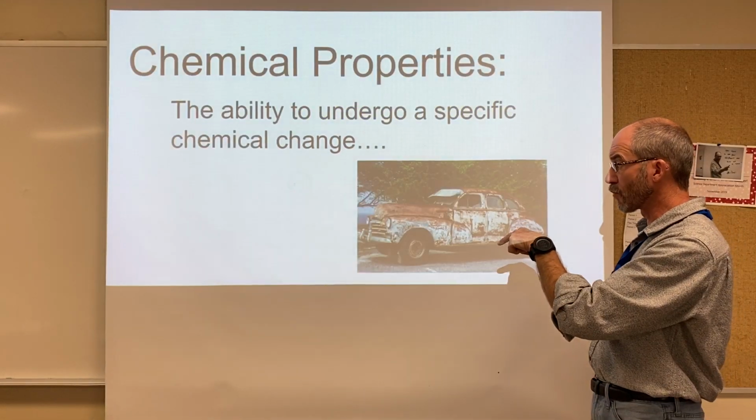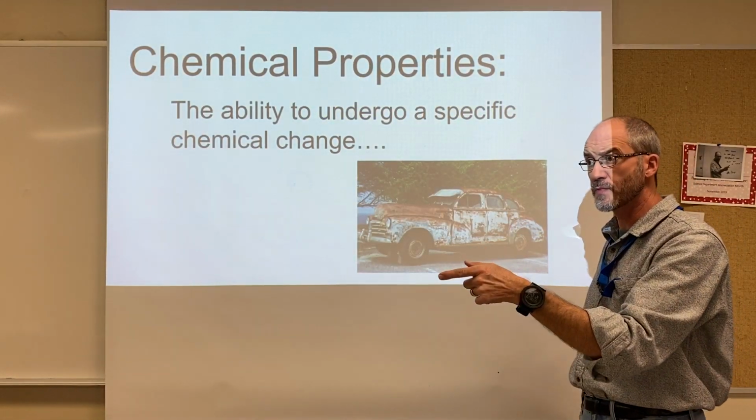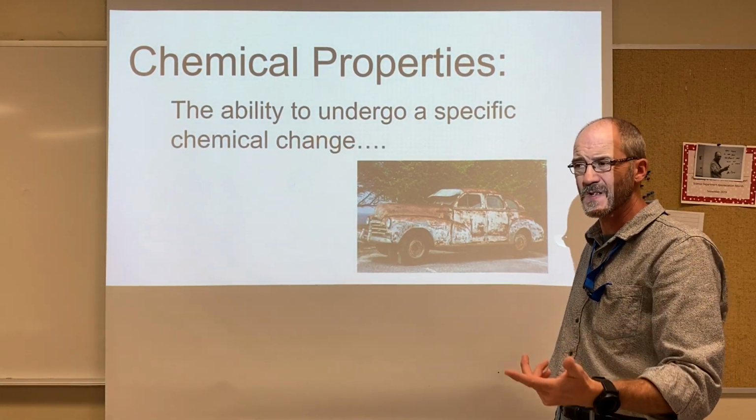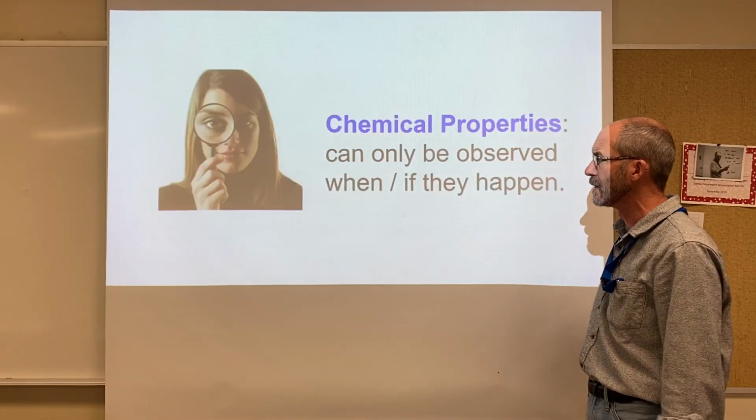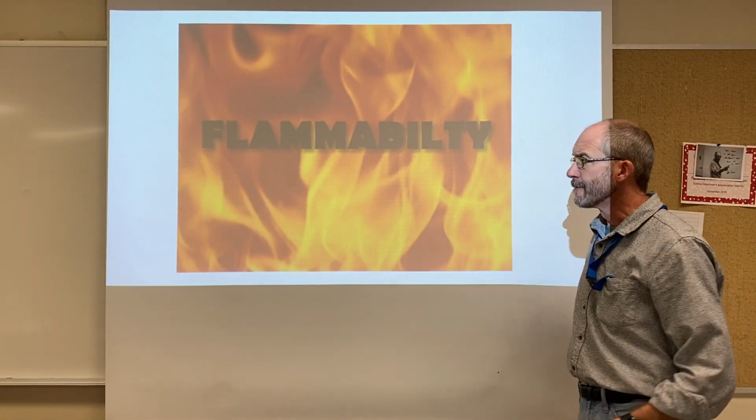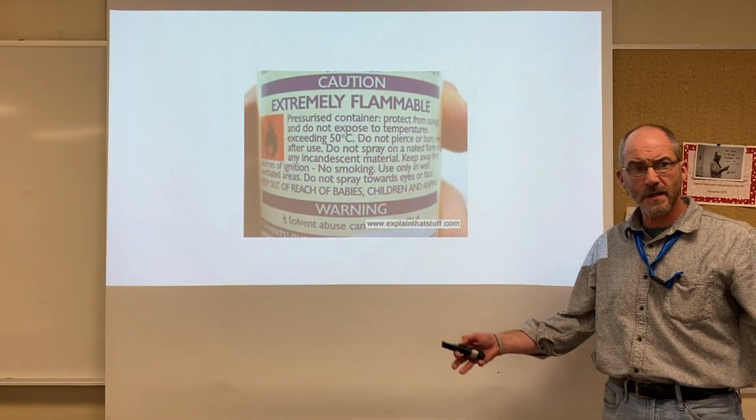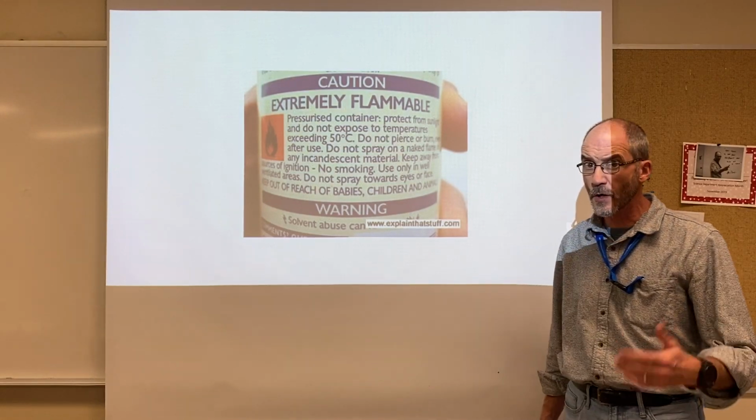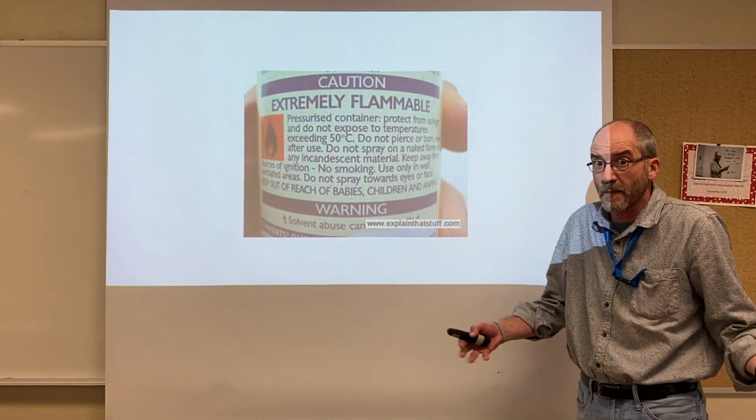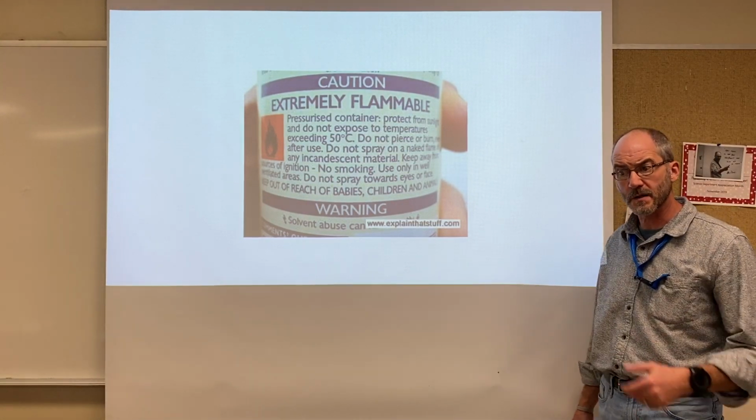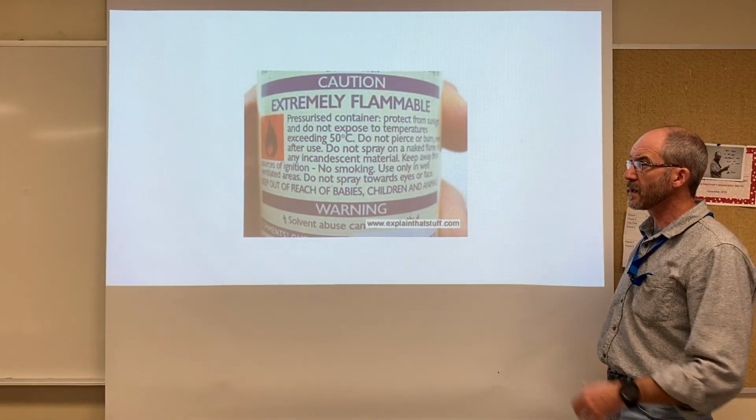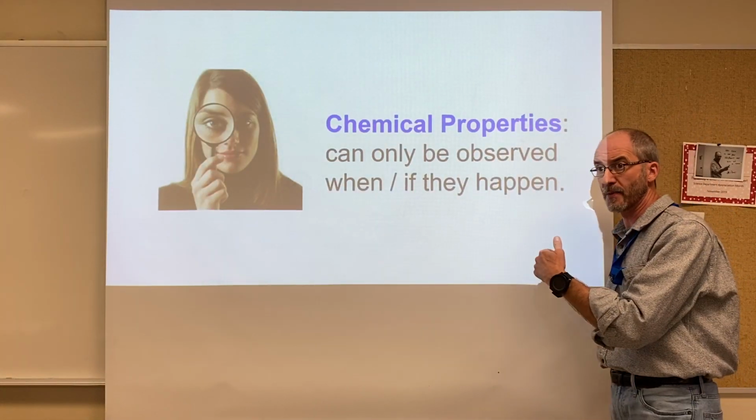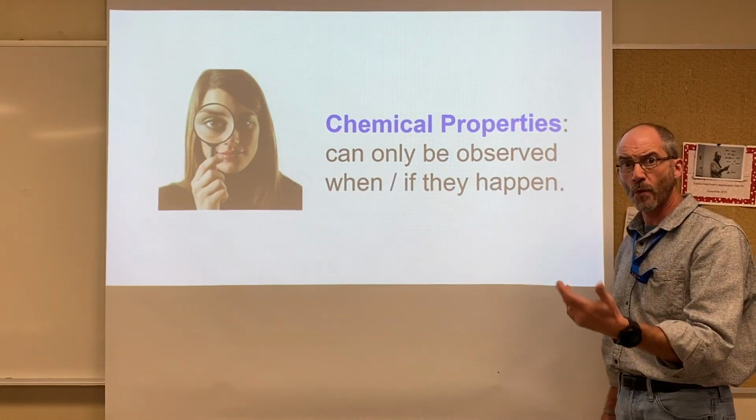All right, so if you can rust, that would be a chemical change, but you're not necessarily rusting until you start that process. I know that sounds kind of silly, but you've got to think about this. It's true. Flammability: who knows how many people spray their hair with hairspray every day and they suffer no calamity. Nothing happens from that. But what if that hairspray were to come into contact with a spark or a flame? Then it would be flammable. So you've got to remember that chemical properties can only be observed when and if they happen.